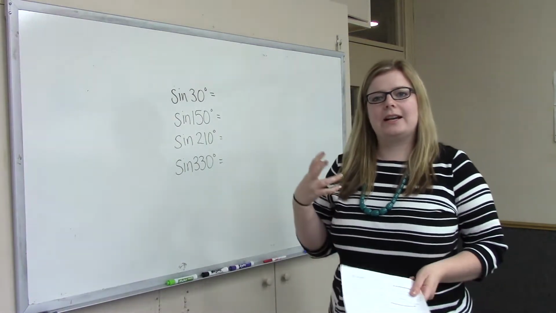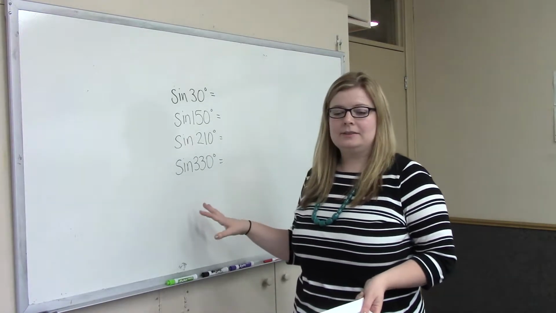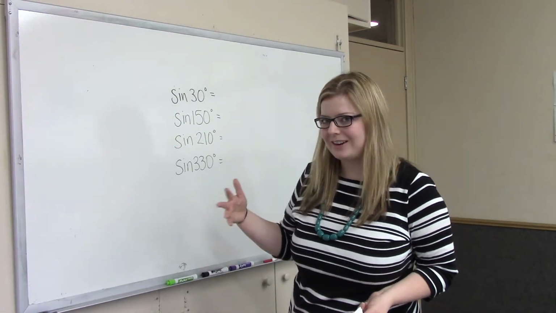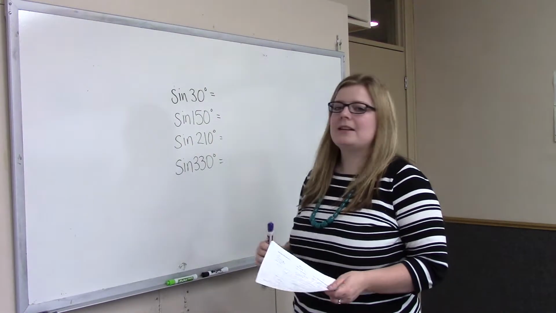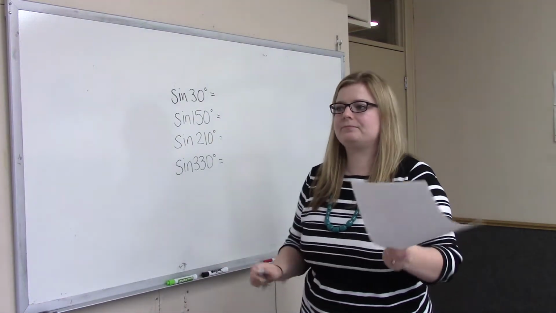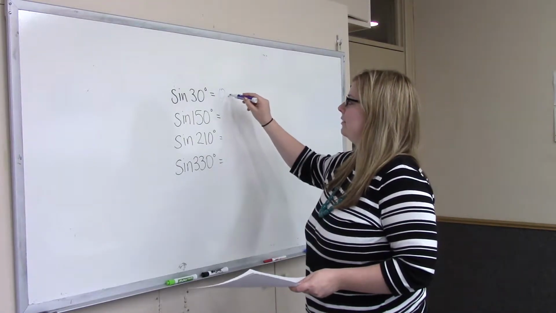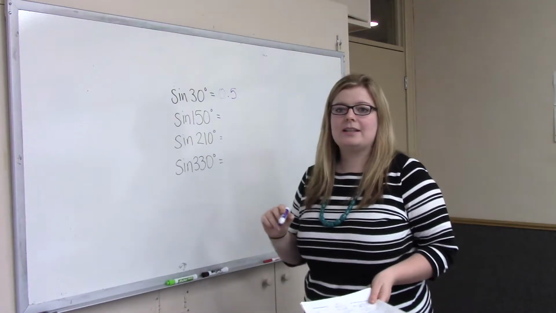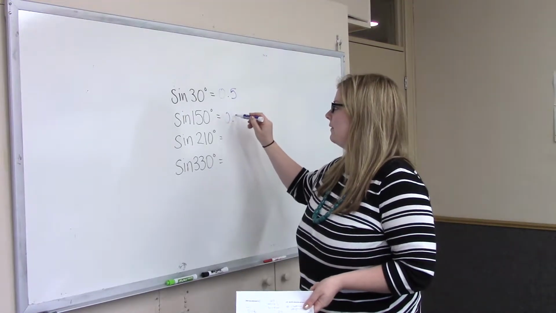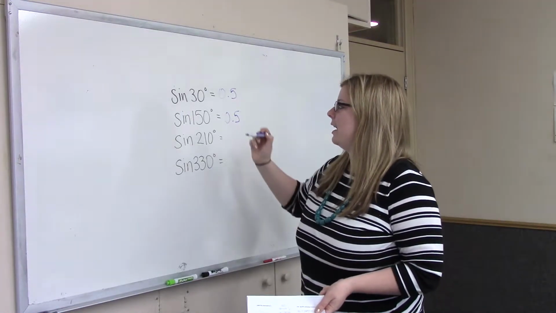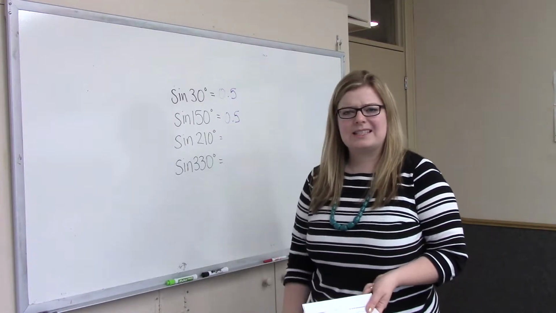For a little exercise, take out your calculator, like actually do it, and put in sine 30 degrees. You should get 0.5. Now try sine of 150 degrees. Also 0.5. Now, why would both of those give the same sine value?